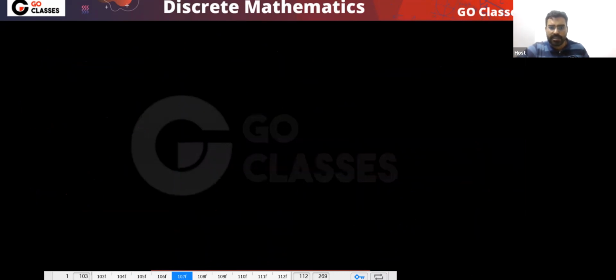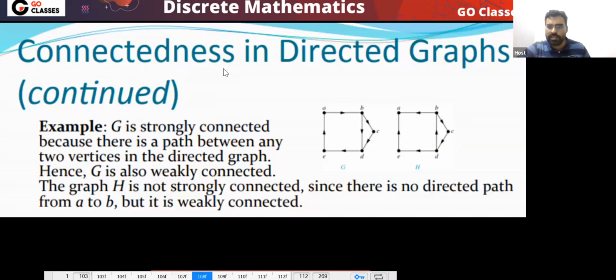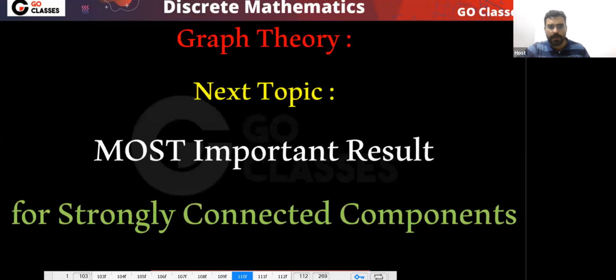So this is the simple idea. Look at this graph. Is it strongly connected? Yes, there is a cycle like this. So this is strongly connected and weakly connected also. This is not strongly connected, but this is weakly connected.